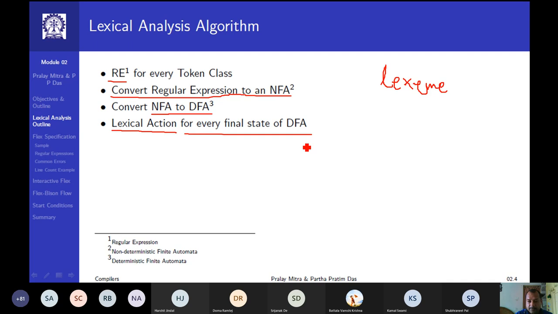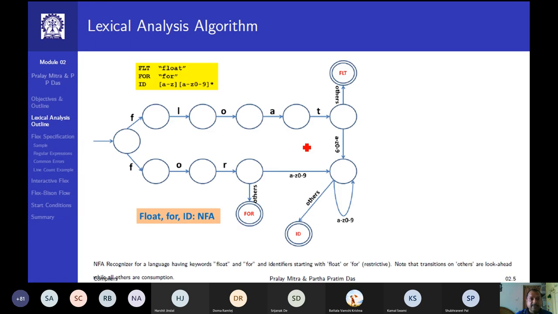I will come to how with an example. Let us consider this situation. This diagram is familiar to you. This is the NFA. This is my start state; the arrow indicates that this is my start state. What I am going to realize is three things: float, for, and A to Z, after that, A to Z and 0 to 9 star.